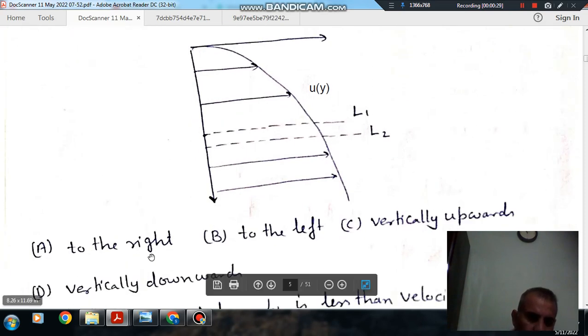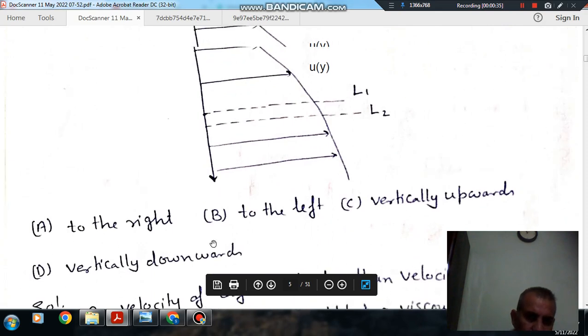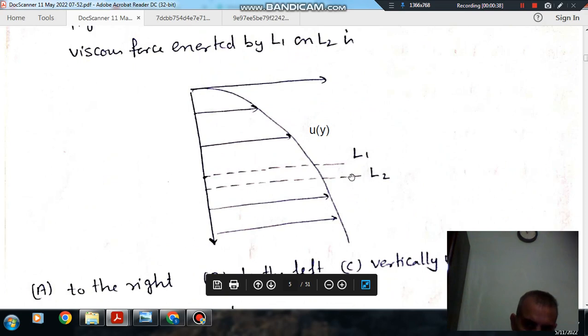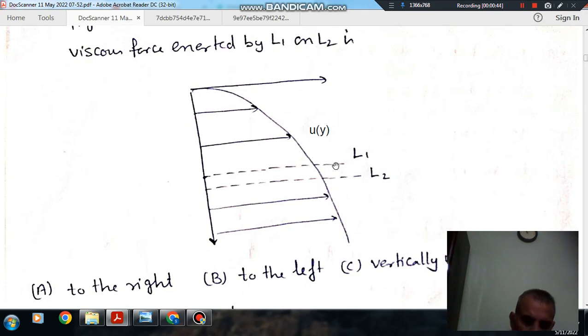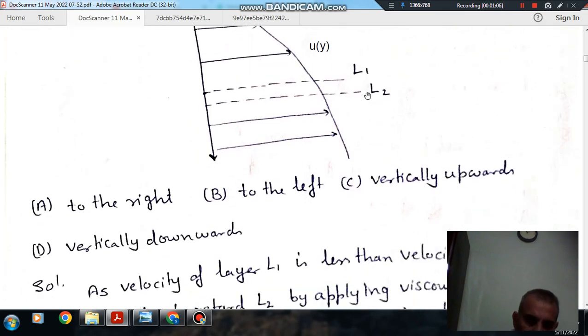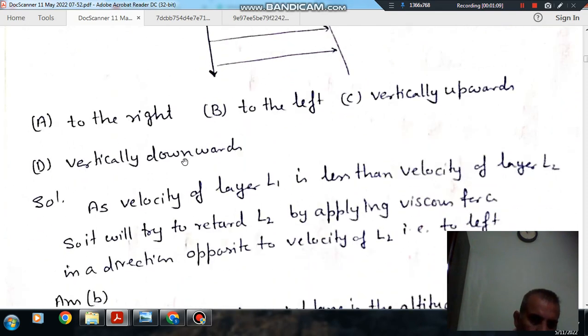Option A, to the right; option B, to the left; option C, vertically upward; option D, vertically downward. So this is your L1, L2. L1 is moving with a lesser velocity as compared to L2. So the layer L1 will try to retard L2 and try to bring the velocity of layer L2 equal to its velocity. By applying a viscous force, it will apply a viscous force to the left. So option is D.